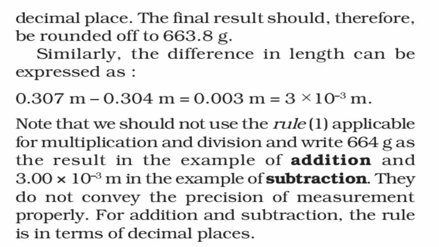Similarly, the difference in length can be expressed as 0.307 meter minus 0.304 meter is equal to 0.003 meter, which is equal to 3 into 10 raised to power minus 3 meter. Note that we should not use the rule applicable for multiplication and division and write 664 gram as a result in the example of addition and 3.00 into 10 raised to power minus 3 meter in the example of subtraction. They do not convey the precision of measurement properly. For addition and subtraction, the rule is in terms of decimal places.